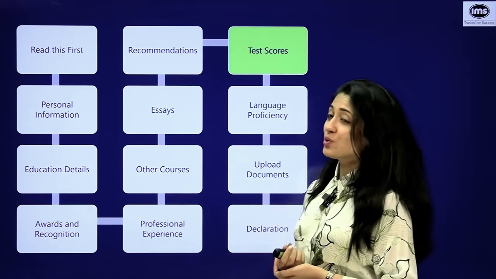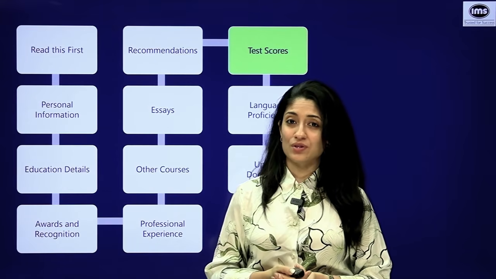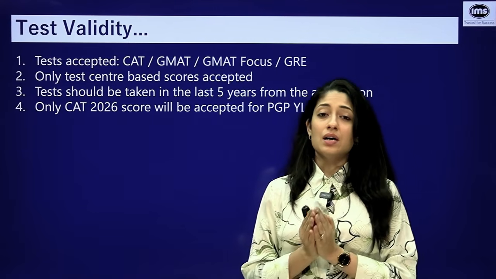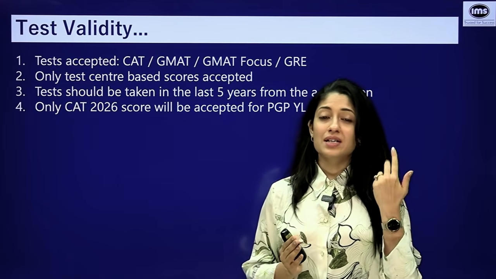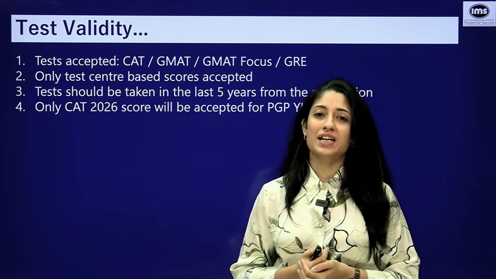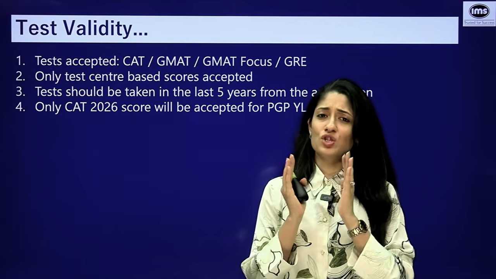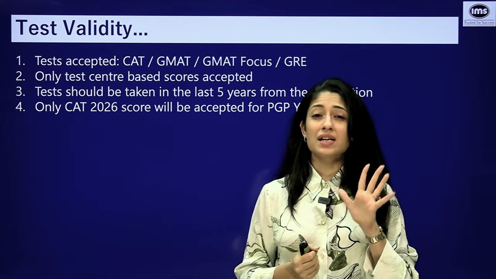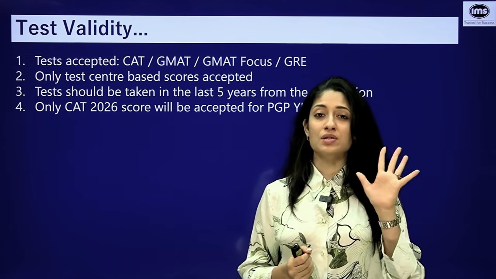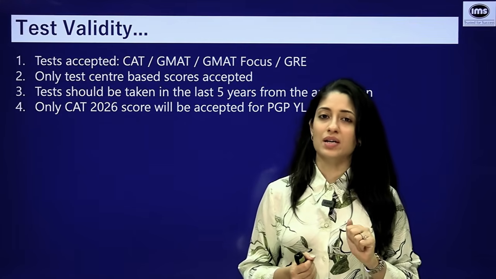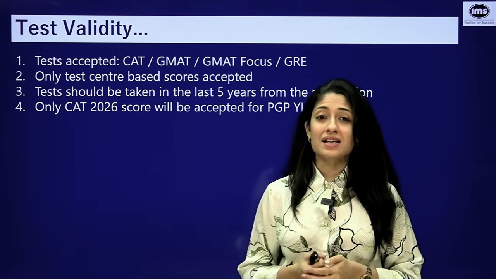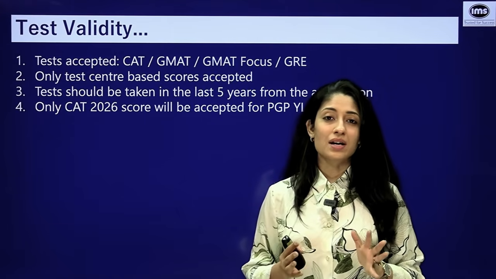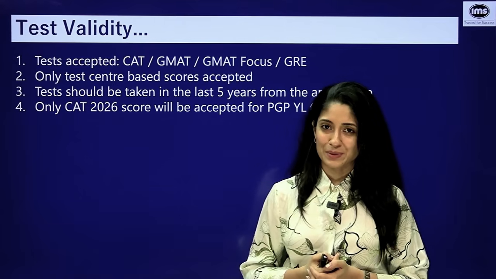Next section that we are going to look into is test scores. For the PGP YL program, ISB accepts CAT, GMAT, GMAT Focus and GRE test scores. For GMAT Focus and GRE, the tests need to be taken within the last 5 years of application because only those will be considered valid scores, and the tests need to be taken at centers. Home-based tests or online tests will not be considered valid.